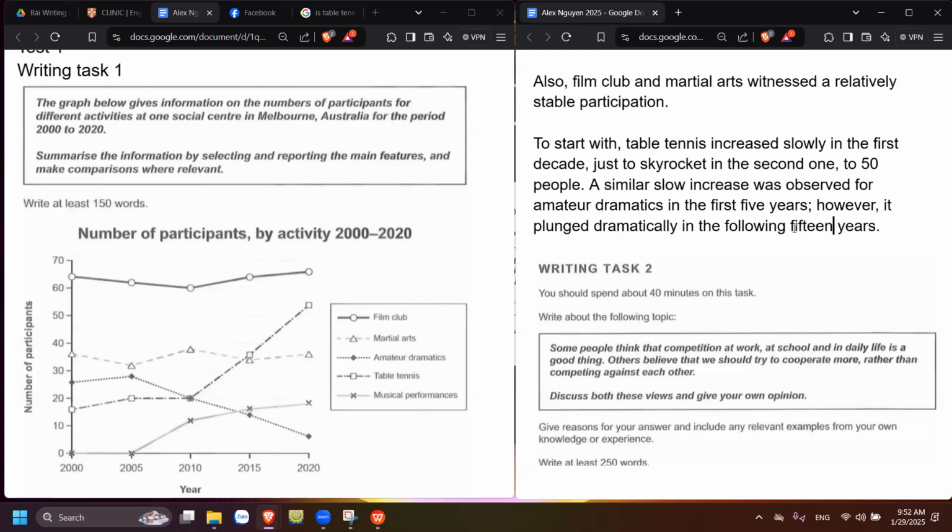Maybe it's prudent to just write words, you know. Actually they want you to write in words more in IELTS. And remember, IELTS is the British system, and they are really strict with grammar rules and things like that too. But I'm sure it's fine for you, right? It plunged dramatically in the following 15 years. I think you're quite good with those grammar rules.